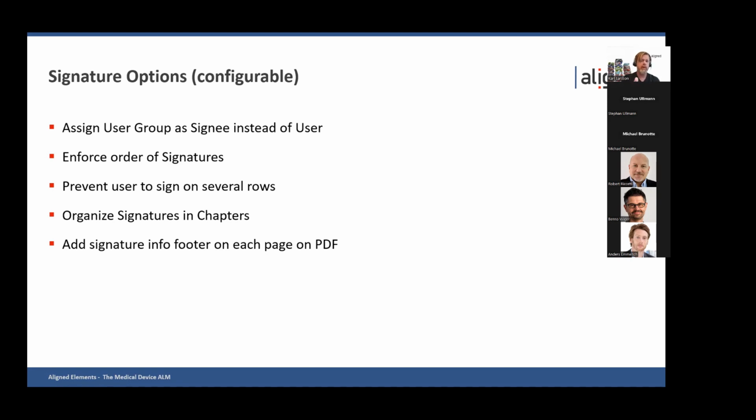So, for example, new features are that instead of assigning a user to sign a document, you can assign a user group. And then anybody from this user group can sign on that position. And once the signing has taken place, this is then resolved to the concrete user. So that means that if you don't know who is going to be available from a particular collective of people to sign a document, you can put all of them in a user group and then assign the user group instead of a particular user to a row in the assigned users attribute.